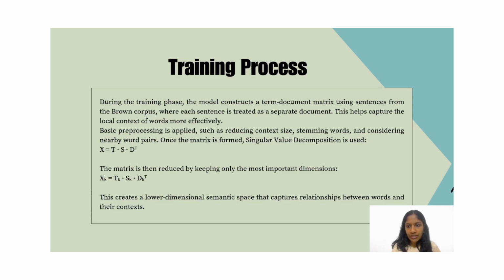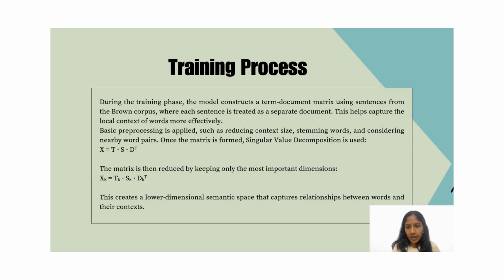Before constructing the matrix, several pre-processing steps are applied to improve the quality of the representation. These steps ensure that the data is consistent, meaningful, and suitable for mathematical analysis. For example, the context around the target word is reduced so that only nearby words are considered. This helps eliminate noise from distant words that may not contribute significantly to the meaning of the sentence. Once pre-processing is completed, the term document matrix is constructed where each row corresponds to a word and each column corresponds to a sentence. The values in this matrix are not just simple counts, they are weighted to reflect the importance of words based on their usage.